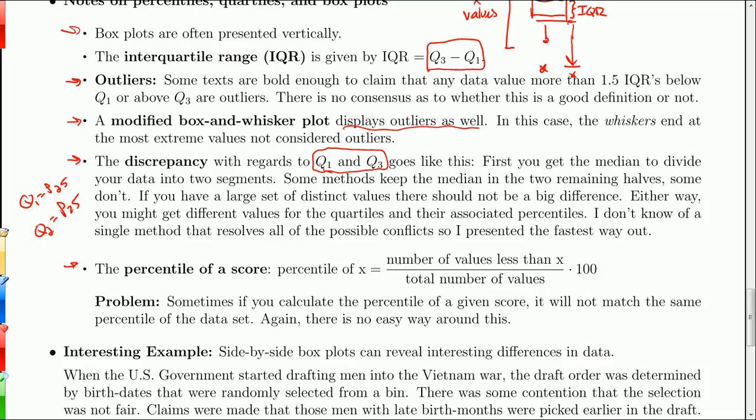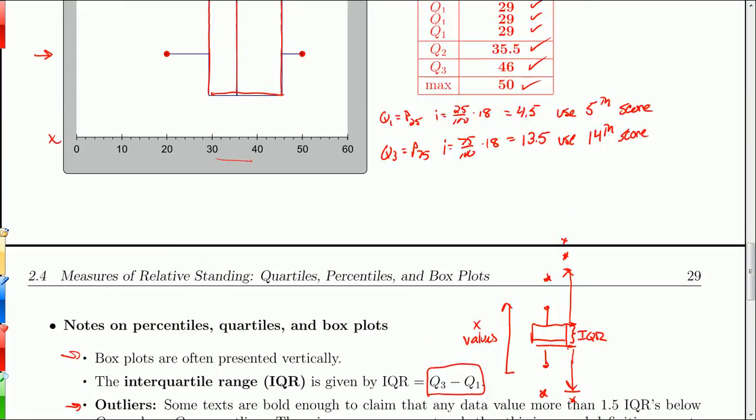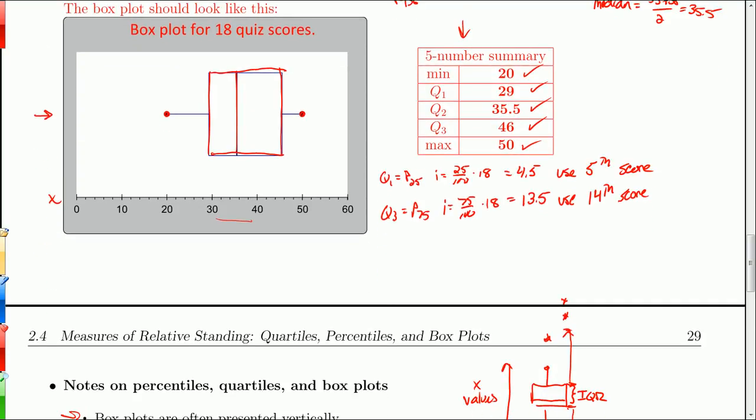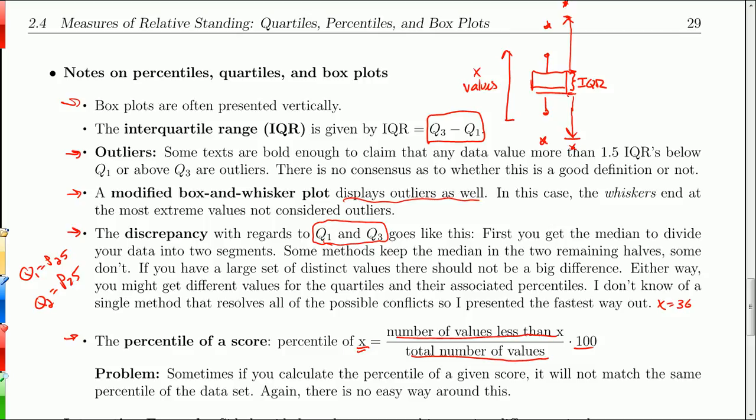To get the percentile of a score, suppose you have the score X, your quiz score, and you want to get the percentile. You take the number of values less than X, divided by the total number of values, multiplied by 100. For example, suppose you had a quiz score of 36. We'll go back up here. How many scores are below 36? It looks like you have half of them. So that's 9. You have 9 scores below 36, so 9 out of 18. The percentile is 9 out of 18 times 100, which equals 50, the 50th percentile. So if you got a 36, the percentile of 36 would be 50%.